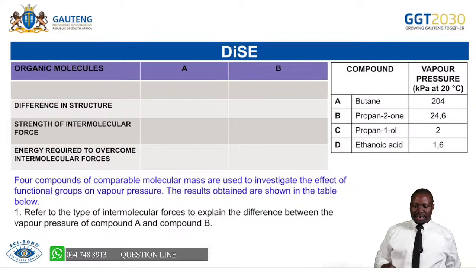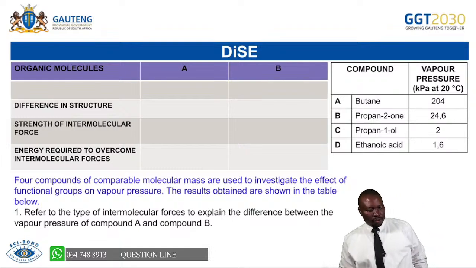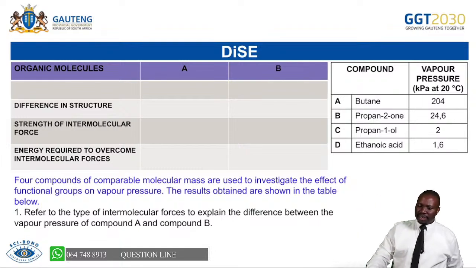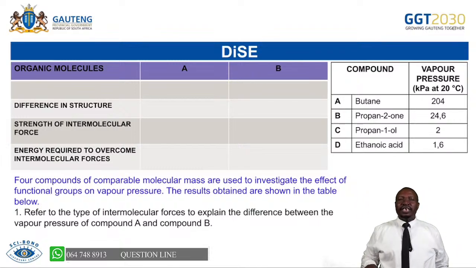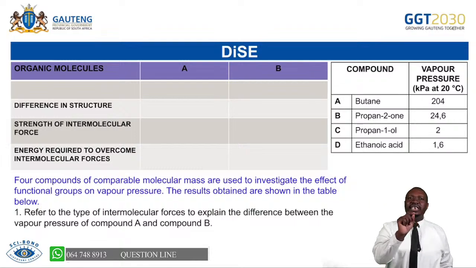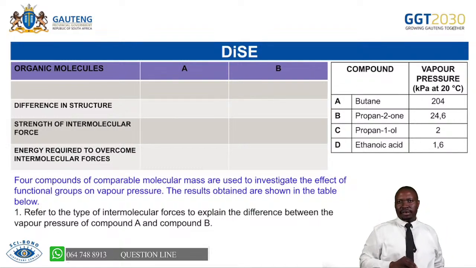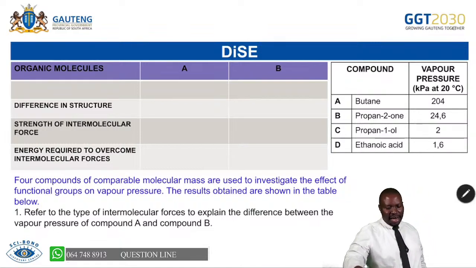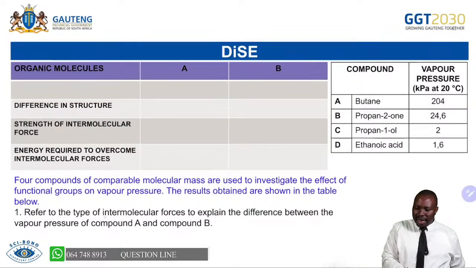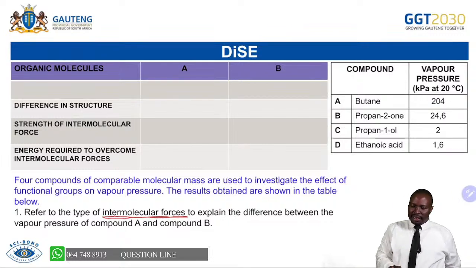So on the question, they're saying four compounds of comparable molecular mass are used to investigate the effect of functional groups on vapor pressure. The results obtained are shown in the table below. Refer to the type. Some of the questions will even tell you what you must refer to. They will tell you the independent variable, the change that they want you to talk about. So in this one, they're saying refer to the type of intermolecular force. So they're telling you that here you must tell us the different intermolecular forces that they have, to explain the difference between the vapor pressure of compound A and B. So your focus is on A and B only.